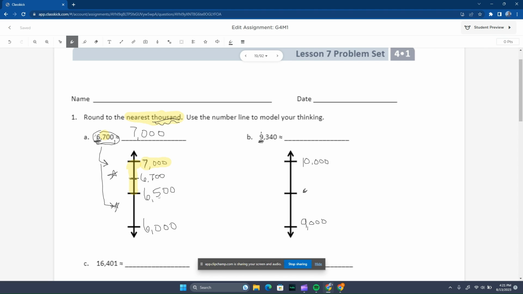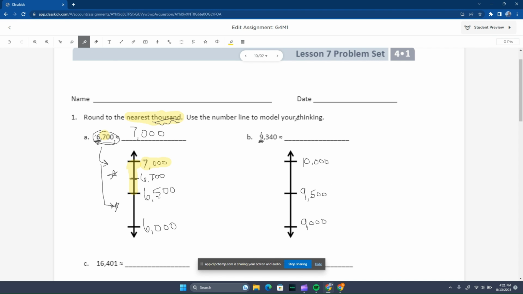And we need to identify what number is here in the middle. Again, we are taking this same amount of thousands, the lower amount of thousands. In this case, it's 9. And we're going to use the number 500. 9,500 is halfway between 9,000 and 10,000.